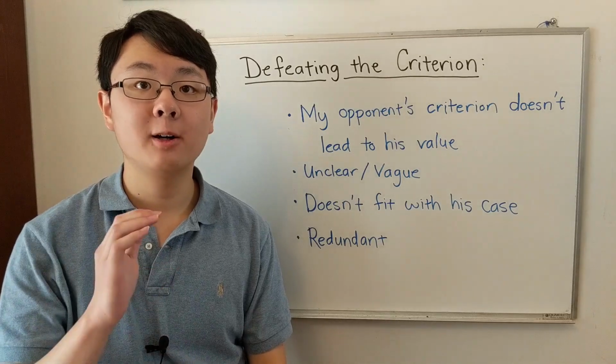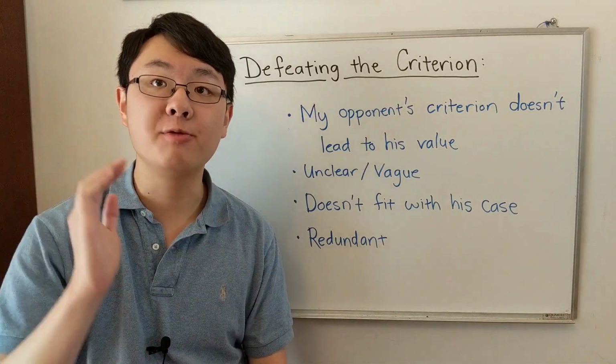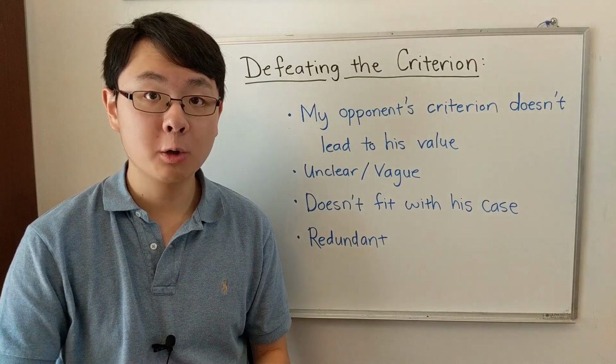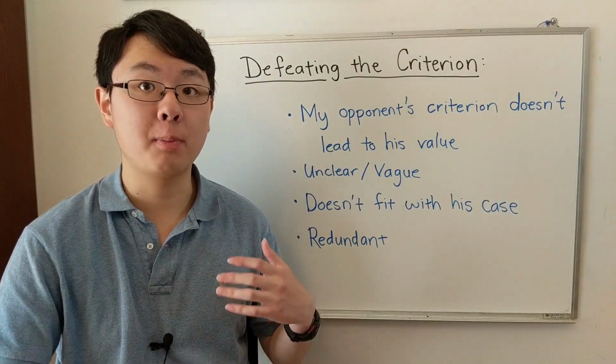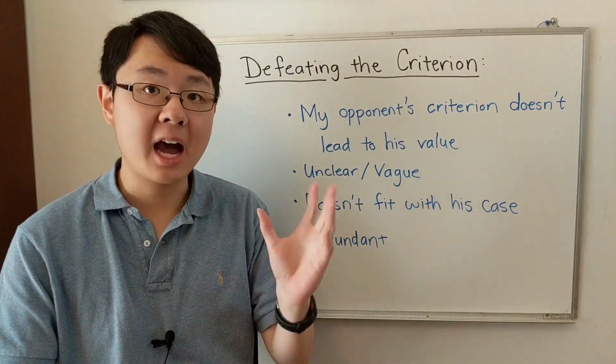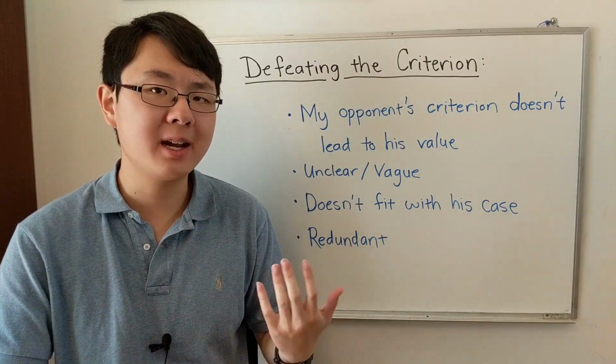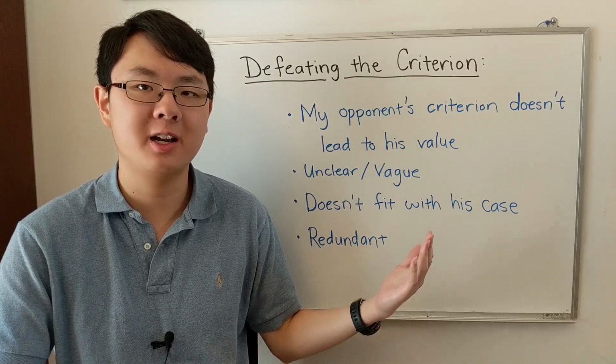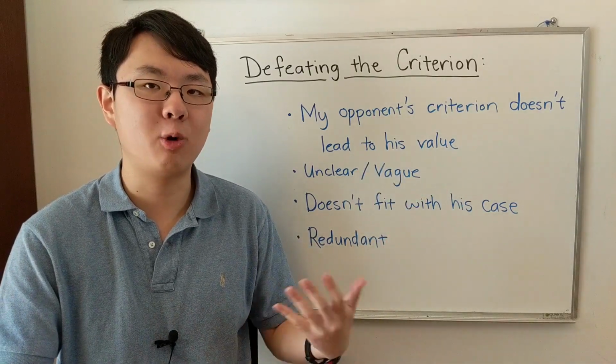In the last video, we learned how to defeat the value, and this is very, very important. Now we're going to look at strategies for responding to your opponent's criterion, defeating your opponent's criterion. And this isn't as important. In fact, most of the time you may not even need to touch your opponent's criterion. You can just skip it. Many times it's not important to attack that.